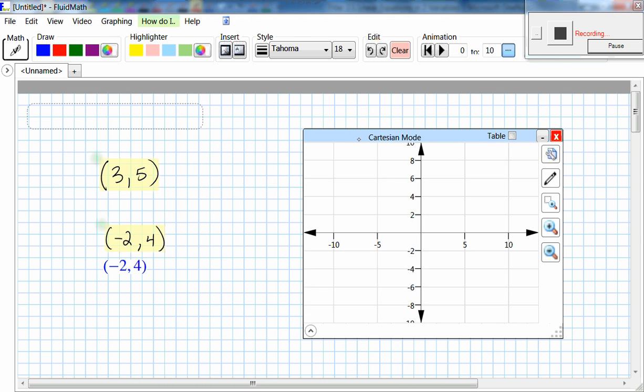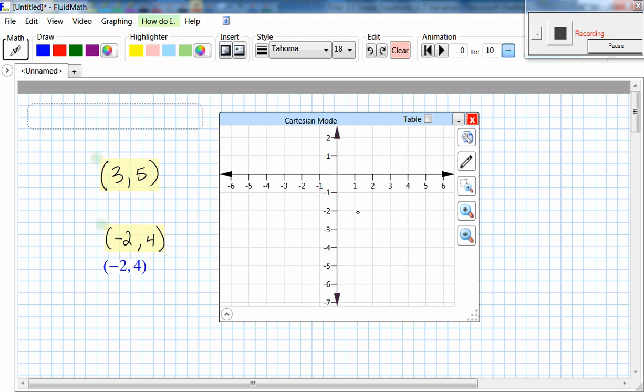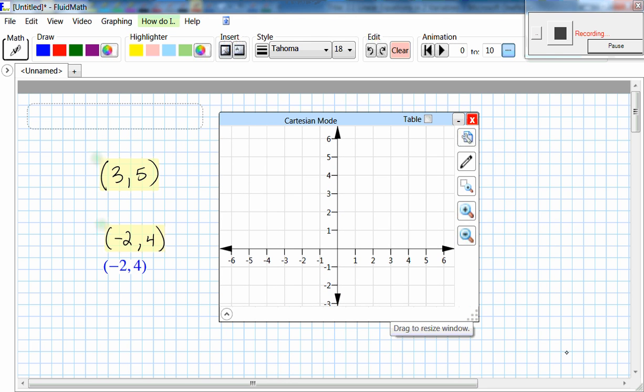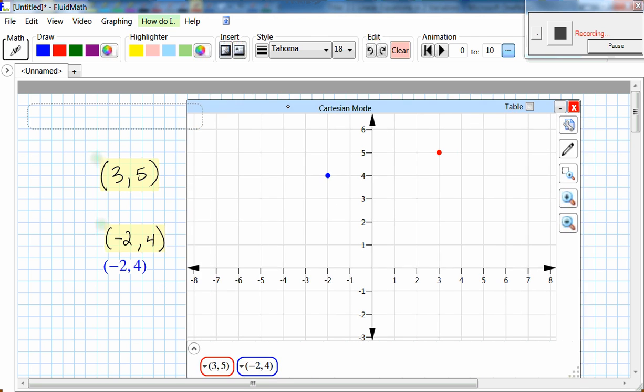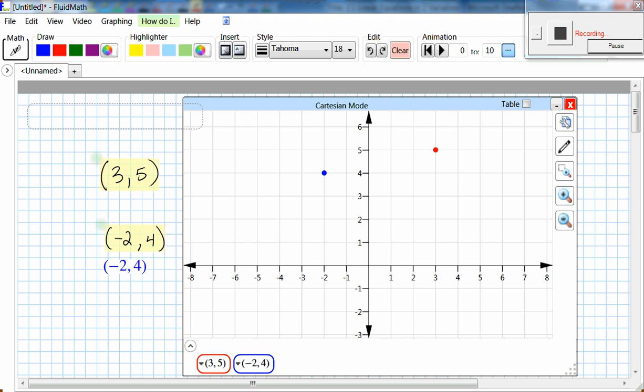So let's see here. If I had a coordinate plane, we can put these points on the coordinate plane. Yep, there's my 2 points, right? I have 3, 5, and I have negative 2, 4. So let's go ahead and visualize the slope for this one.